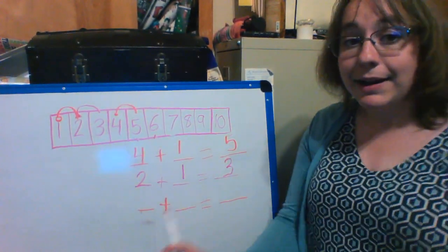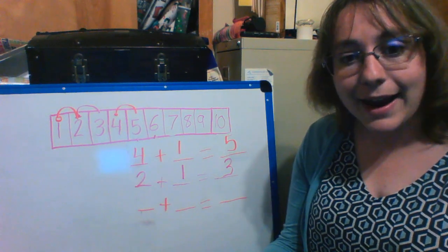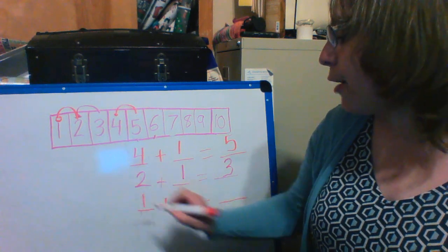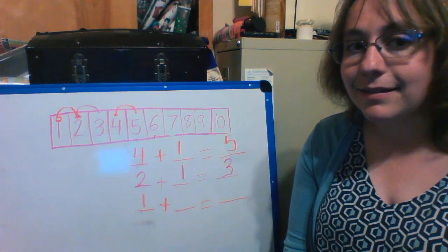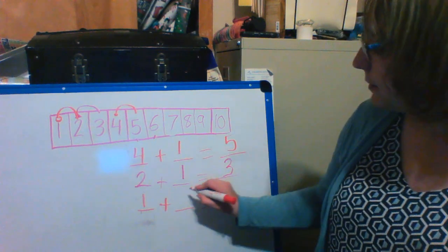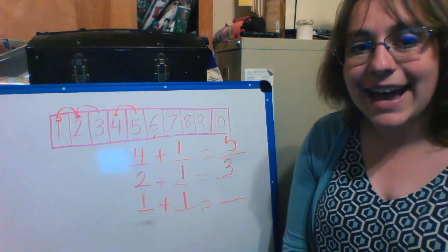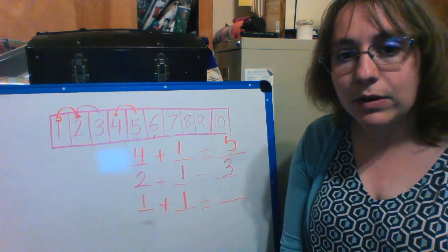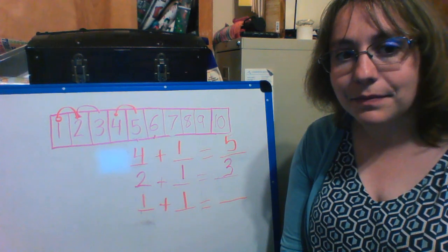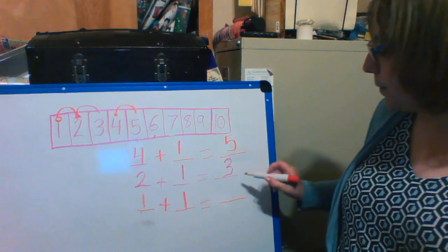Let's see here. What number did I start at? You're right. I started at 1. How many did I add? You're right. I only did 1 hop, so I added 1. Okay. So what does that equal? How many does that equal? What's my whole? You're right. My whole is 2.